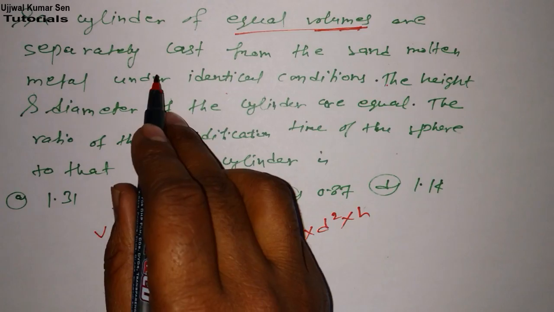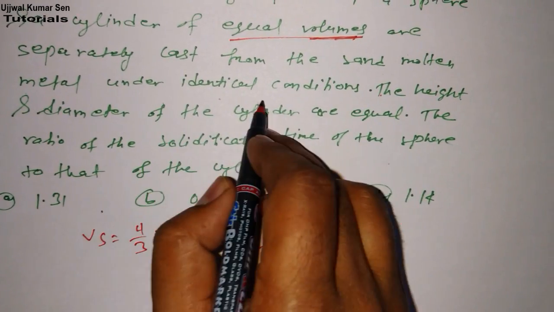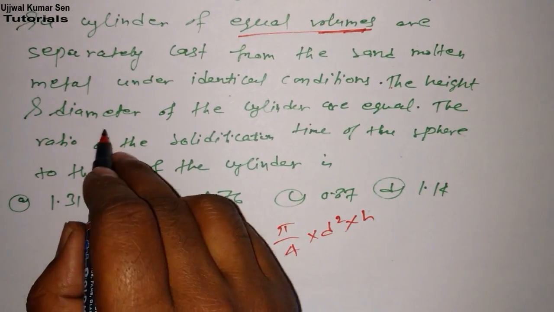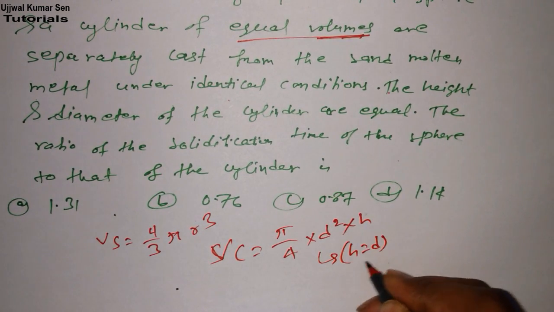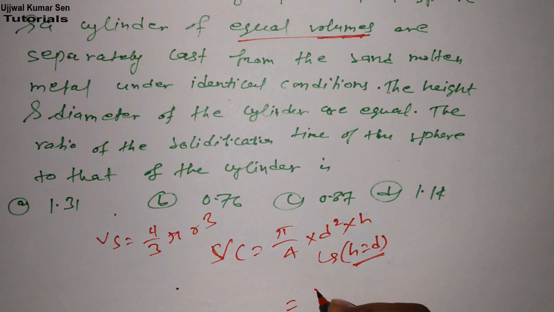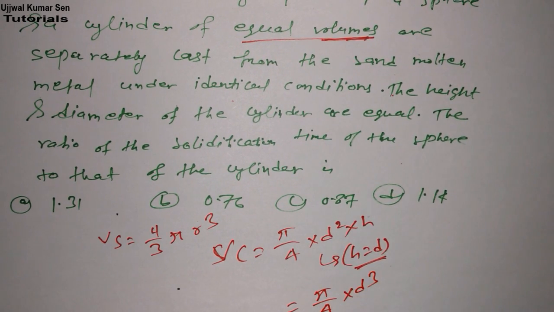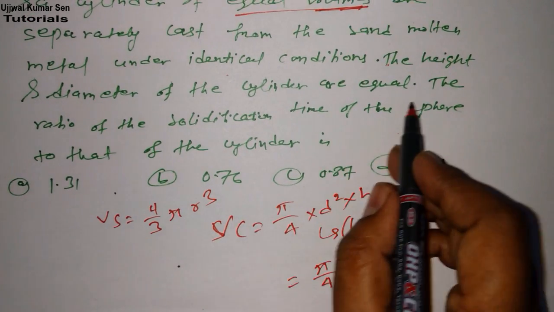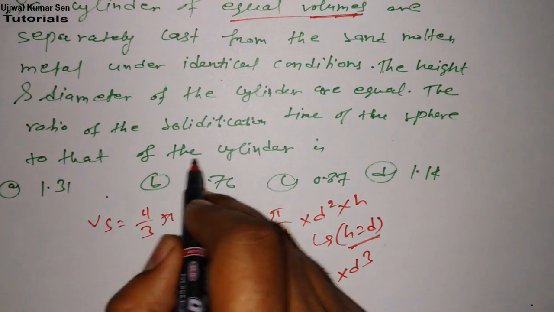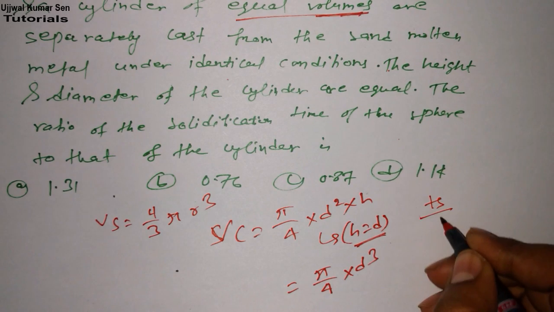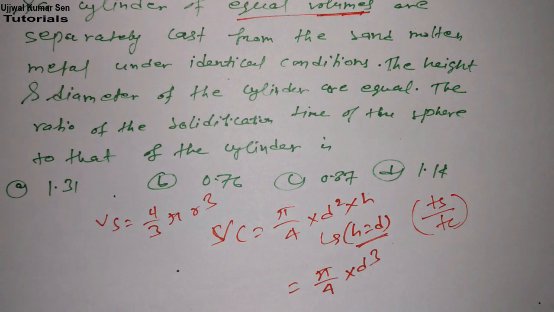Now next, separately cast from the sand molten metal under identical condition. The height and diameter of the cylinder are equal. So here the condition h is equal to d in case of cylinder only. Therefore this equation becomes pi by 4 d cube. Okay. Now what we have to find out is the ratio of the solidification time of the sphere to that of the cylinder. That means we have to find out ts by tc.